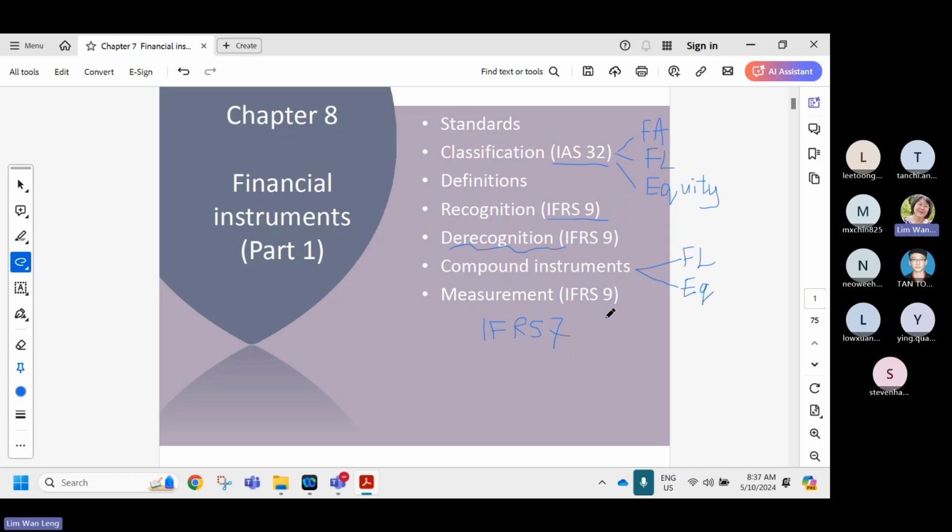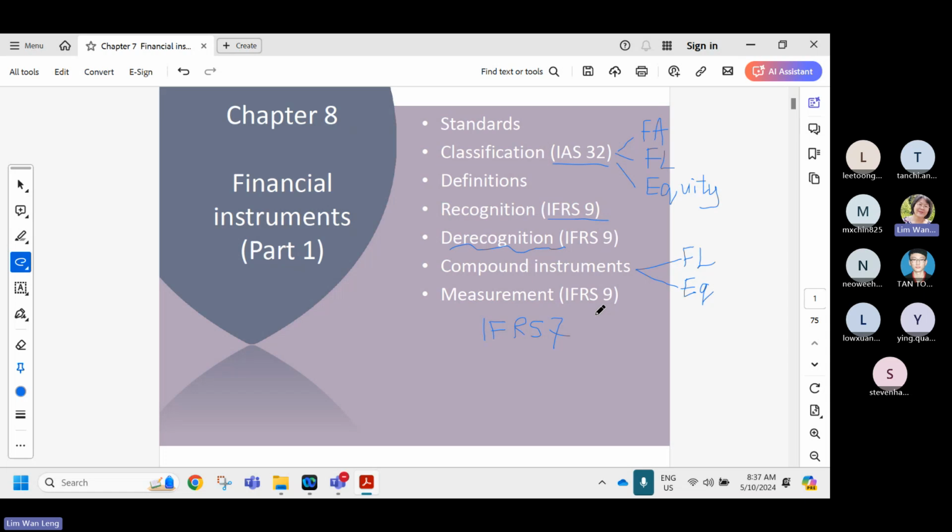So how do we know we have a compound instrument? Somewhere in a scenario given to you, they will probably tell you this particular loan stock or these debentures have a convertible feature. If it has a convertible feature, it is a compound instrument, because at some point in time you can convert it into ordinary shares. So how do we deal with compound instruments? And of course, the measurements with respect to IFRS 9 in our books.